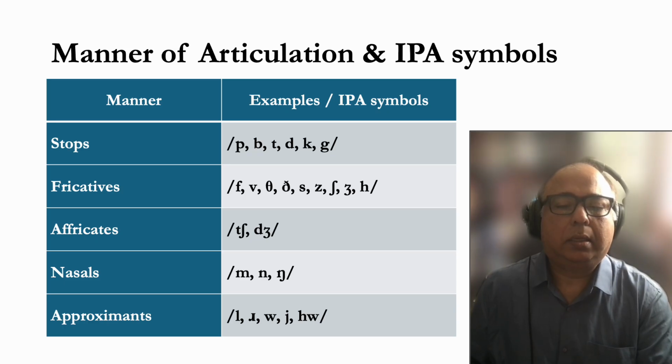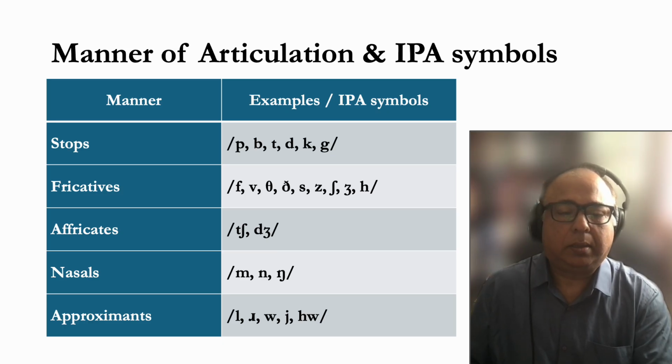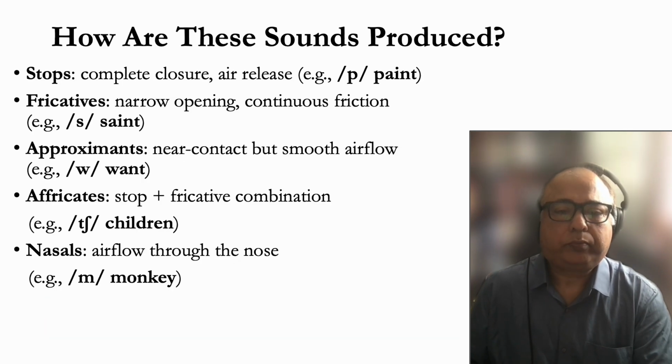Approximants. L, r, w, y, and h. So those are 25 sounds. And you learned them before, but it's good for practice and reinforcement. So how are these sounds produced? As you just learned, stop consonants are produced by making a complete closure, and then air is released. P, p, paint.